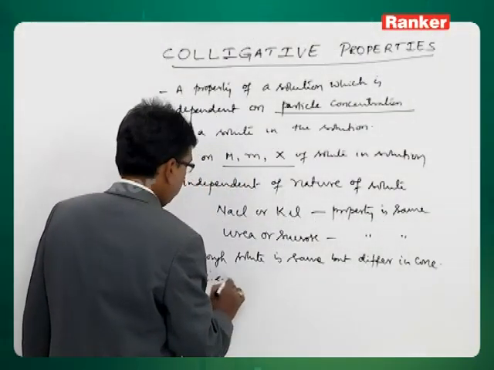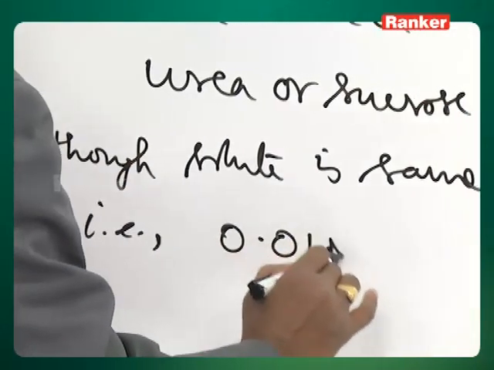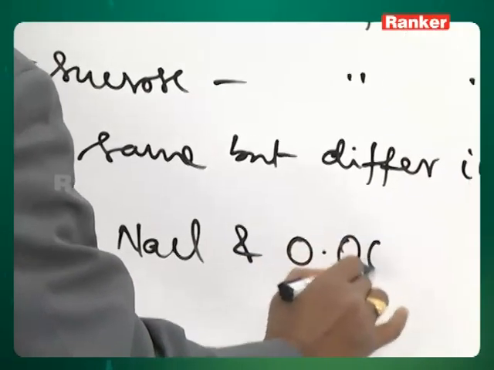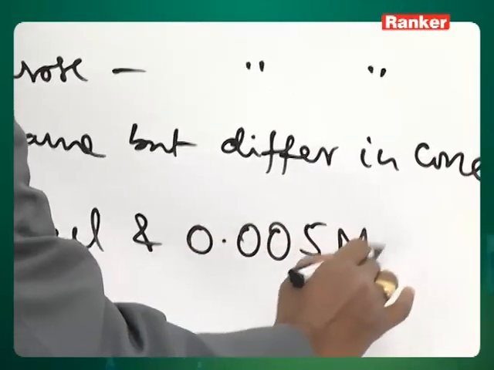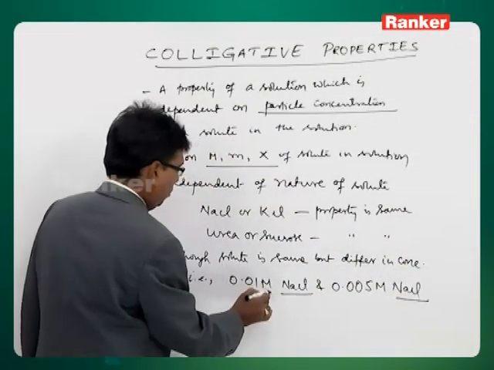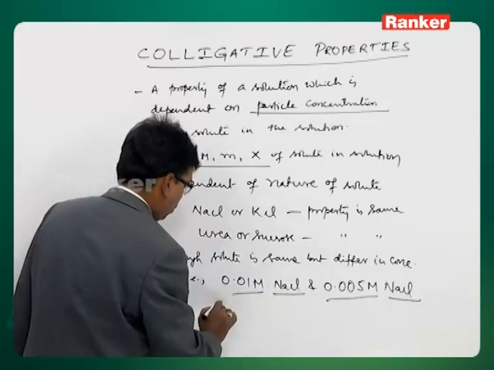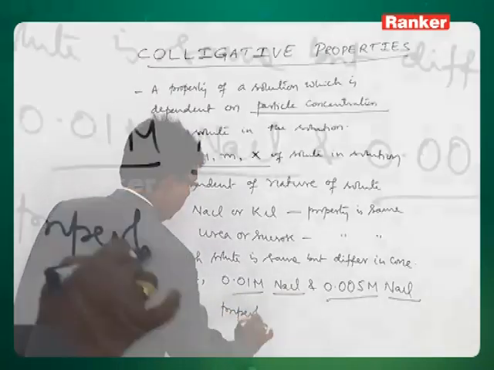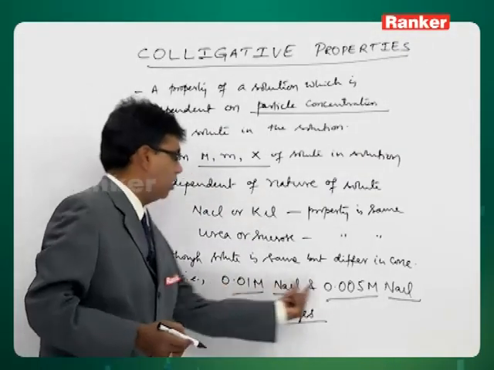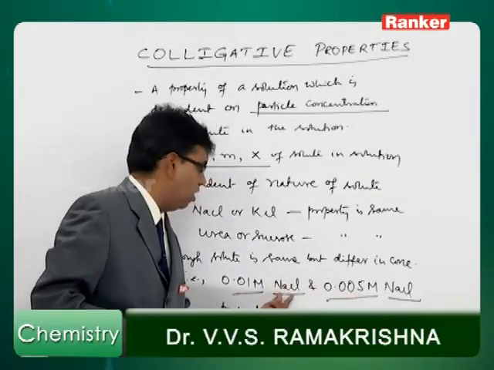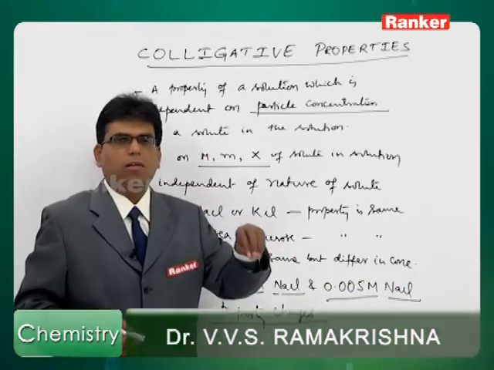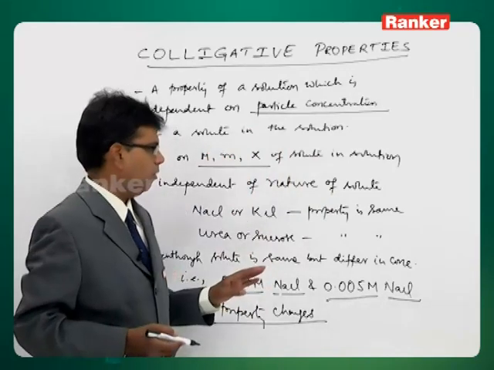That is, suppose you take 0.01 molar NaCl and 0.005 molar NaCl, the solute is the same but the concentration is different. So, the property changes. So, those properties that change with the concentration only, not on the nature of the solute, are what we define as colligative properties.